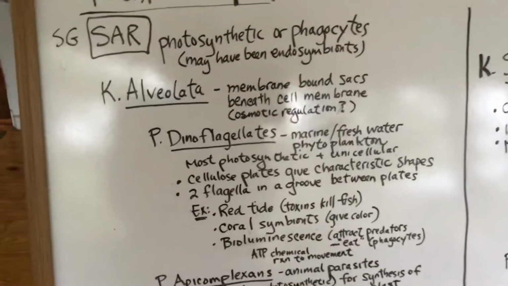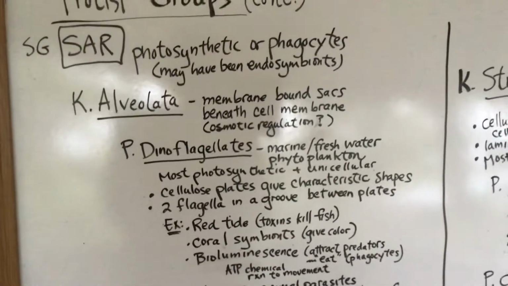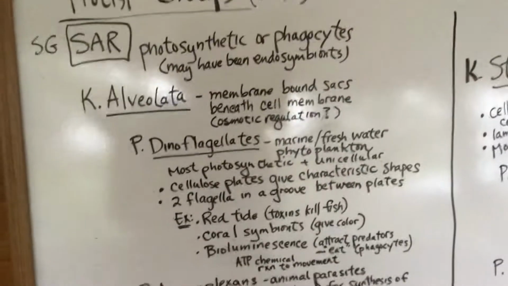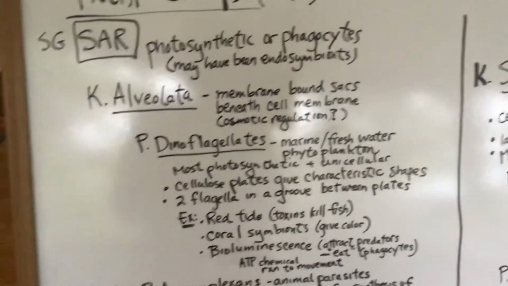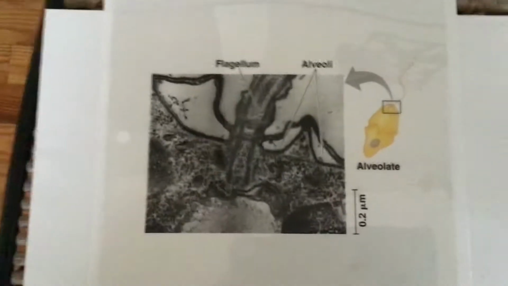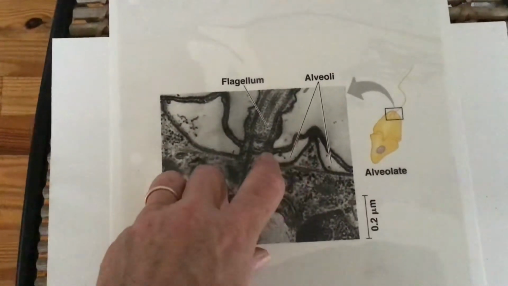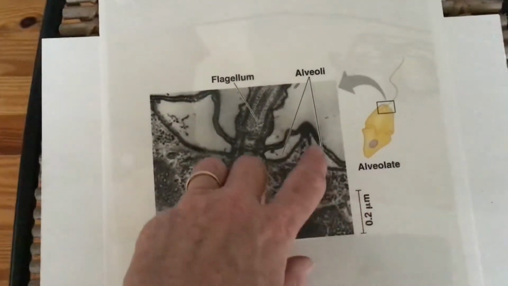So the kingdom Alveolata, they have a membrane-bound sac that is beneath their outer membrane or their cell membrane. They don't really know what they're for. They're probably for osmoregulation. This is a picture in your textbook, and it's showing you the membrane-bound sac beneath the outer membrane here, all right?